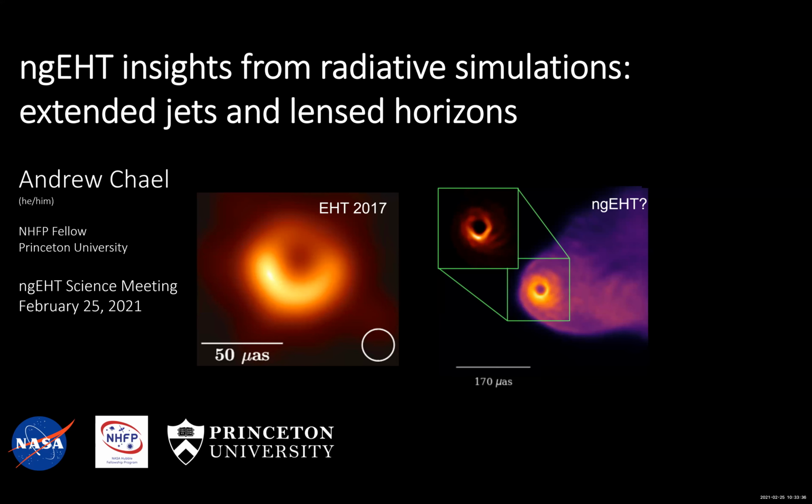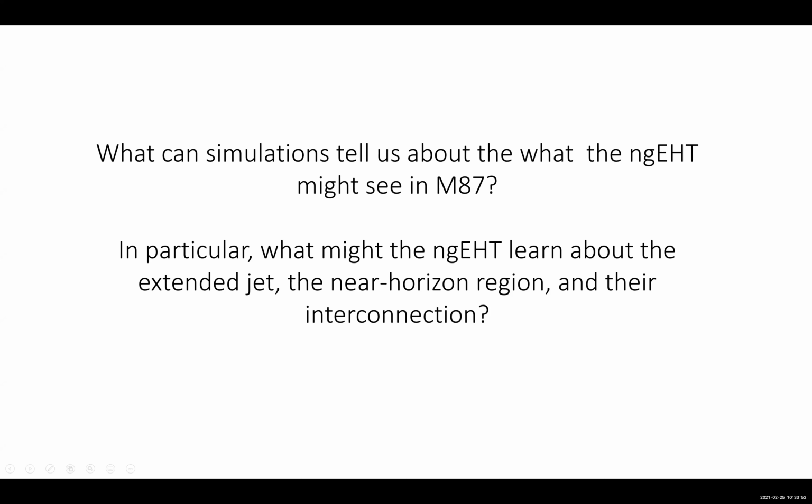Today I'm going to talk about some simulations that are several years old, but that we're still getting new insights from. So we're recapping some old results and then discussing some projects in progress. In particular, we're motivated by trying to understand what these simulations can tell us about what the ngEHT might see in M87. So sorry, Sagittarius A* fans, this is an M87 focused talk, but I hope we'll have some insights that might apply to Sagittarius A* as well.